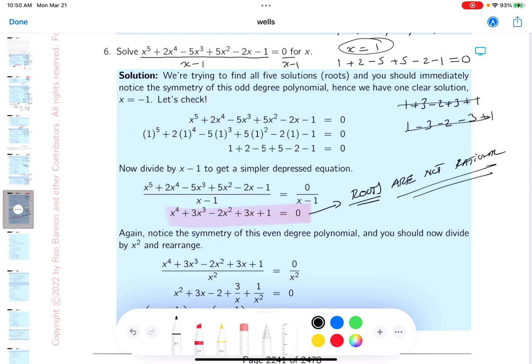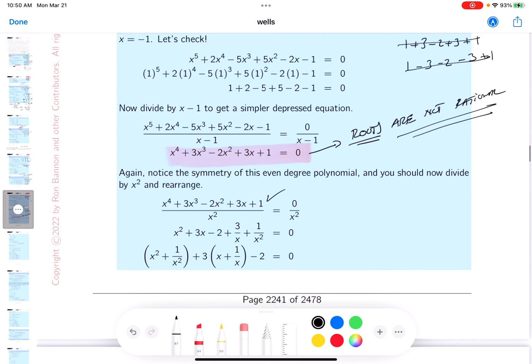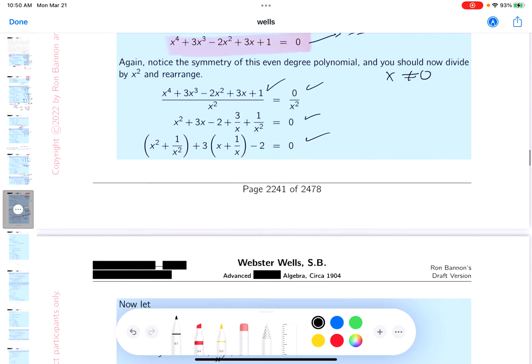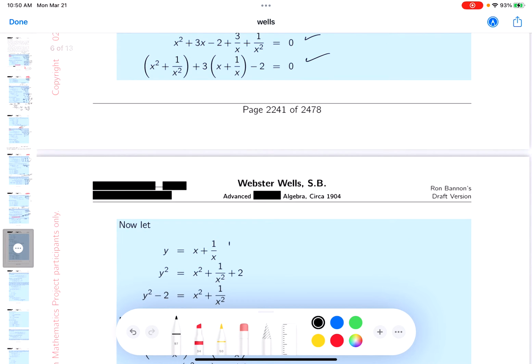So what we're going to do is, again, it's symmetry, it's even degree. What we're going to do is divide through by x squared. All right? So I put that over here for you. Again, x is definitely not 0. I know that much. So that's legitimate to do that. Then you get this over here. Then I kind of associate things together. The x squared with the 1 over x squared. The x with the 1 over x, got the multiple of 3, minus 2. All right? And then I make a substitution. The substitution I make is this one over here.